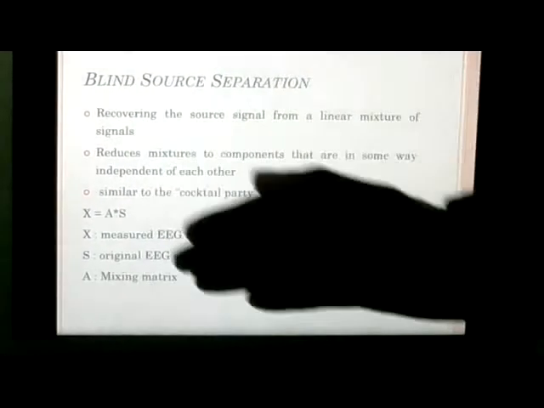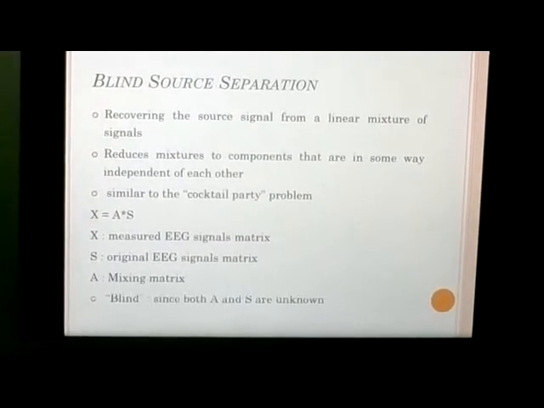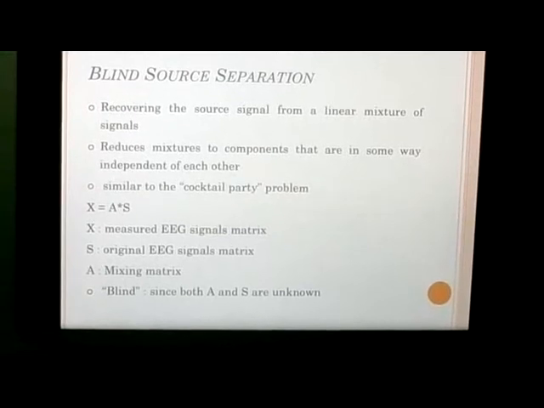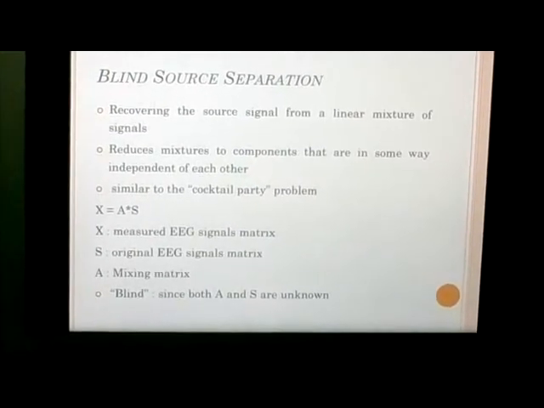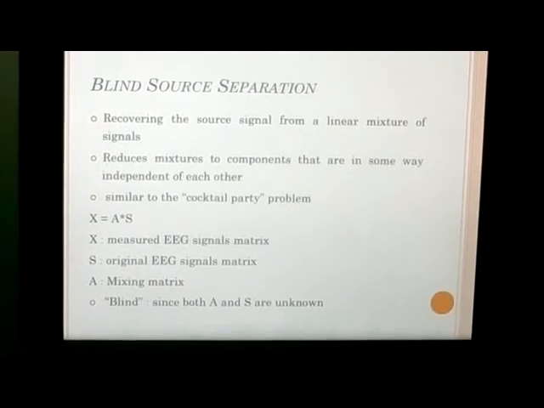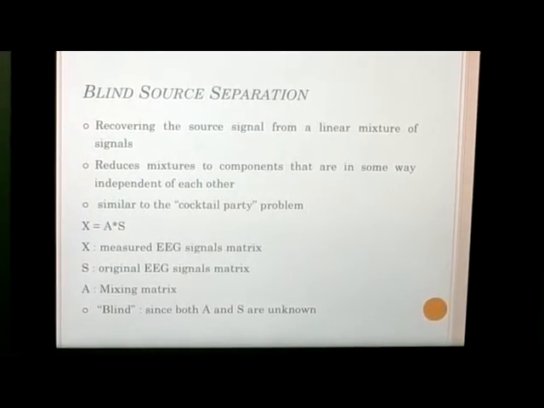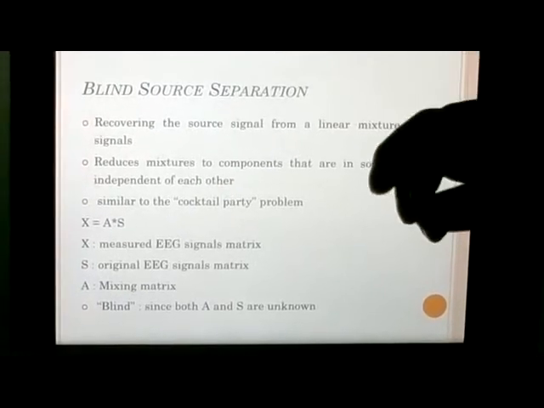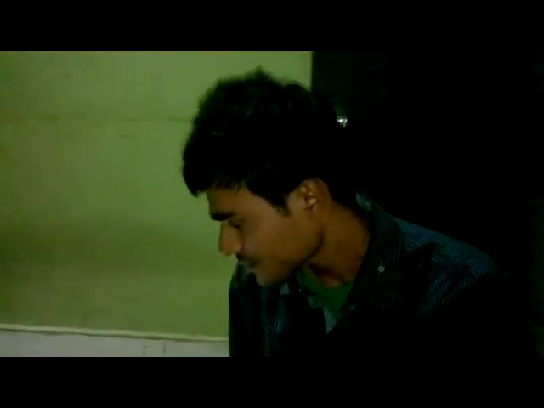Now A is a mixing matrix, the mixing matrix which we are introducing forcefully. Now, blind: since both A and s are unknown, we don't know anything about what we have in A and what we have in s. That's why it's called blind source separation. Even though we know something about what we are supposed to get in s, we still don't know anything, that's why it's called blind.